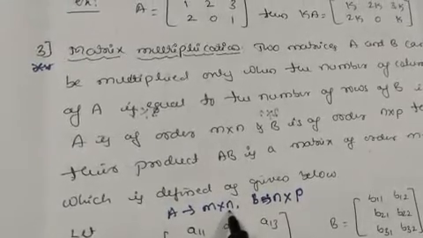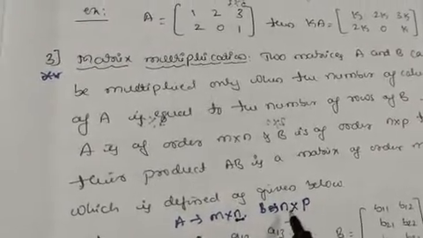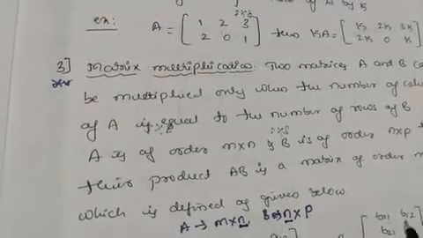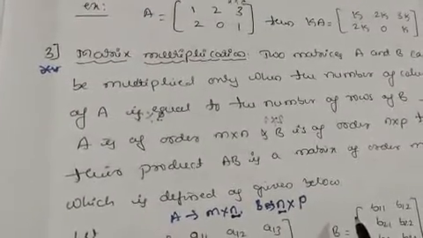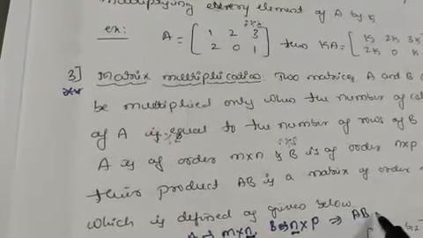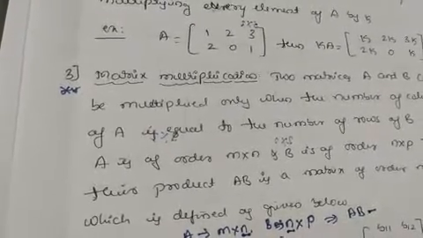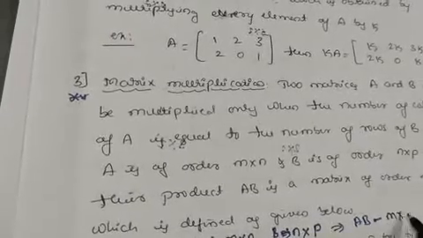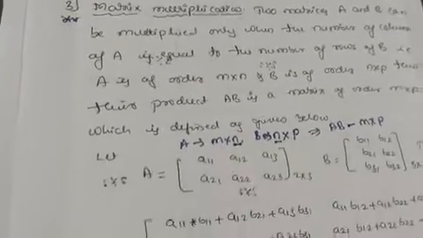The number of columns in the first matrix should be the same as the number of rows in the second matrix. Then only it is possible to find the matrix multiplication. And then this implies here the matrix A into B is of what order? M into P. This point is very important.